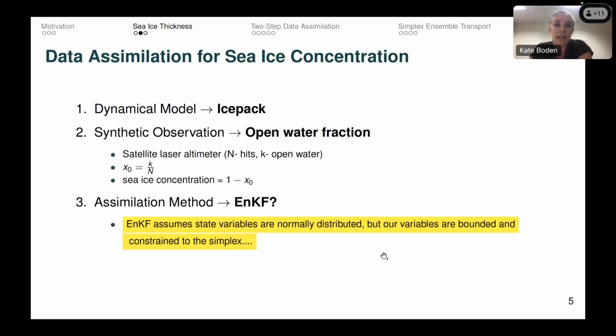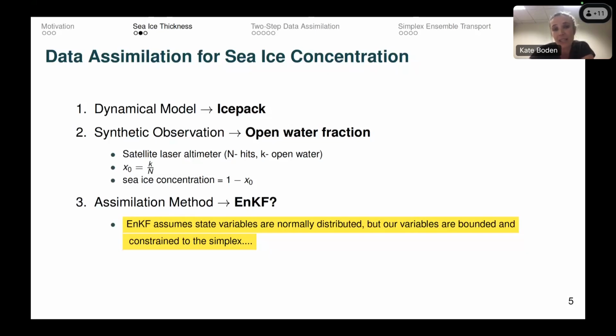So we do data assimilation for sea ice concentration and use IcePack as our model. The observations I'm going to synthetically generate, and they represent open water fraction, or similarly sea ice concentration, where I imagine that a satellite is going over my grid cell, sending down n measurements, and k of them come back as open water. That means my open water fraction will be k over n, or similarly sea ice concentration, 1 minus k over n. And then we could do something like an EnKF, but as we know, the EnKF assumes state variables are normally distributed.